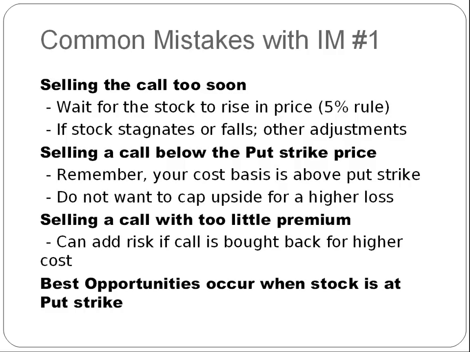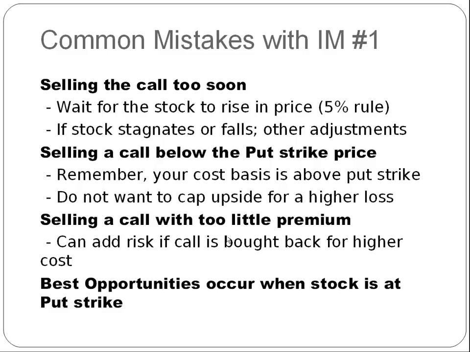So you want to allow the stock to move. And if the stock stagnates or falls from when you first open the position, there are other adjustments that will work better. The other 9 income methods that are available in the blueprint will be able to work better than income method number 1, depending on the scenario. You don't want to cap your upside, especially if you cap your upside and result in a higher loss if the stock does go in your desired direction.